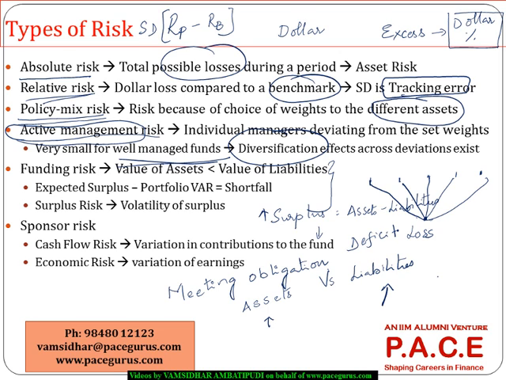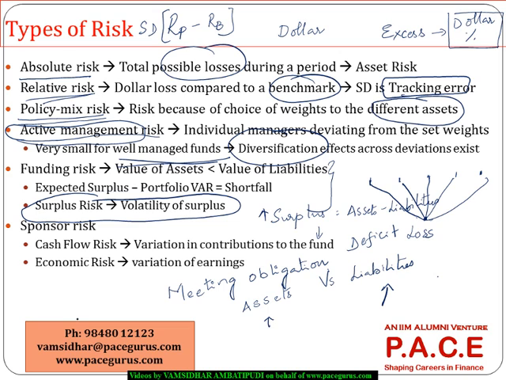If that goes down and down, where the value of the assets is much lesser than the value of the liabilities, that is where funding risk comes up, because I'm not able to fund all my liabilities with these assets. I'm not able to pay all my liabilities with respect to these assets. So that is where we are also trying to look at the surplus at risk.